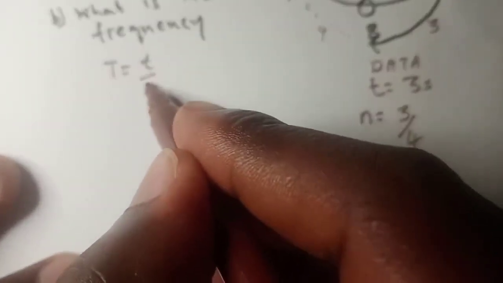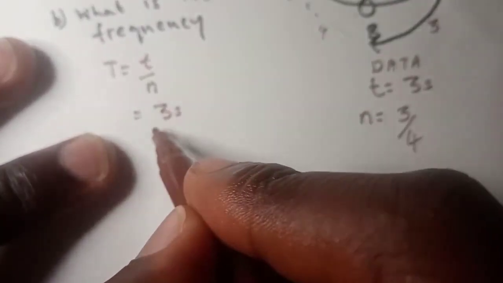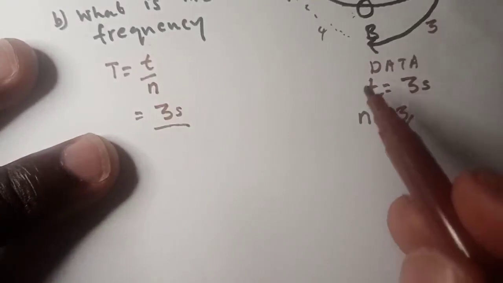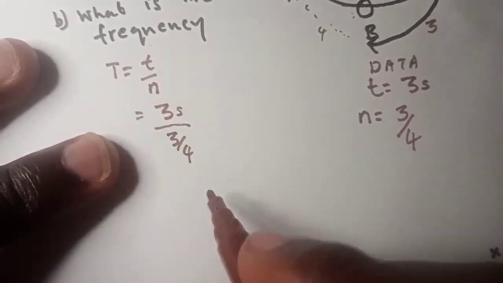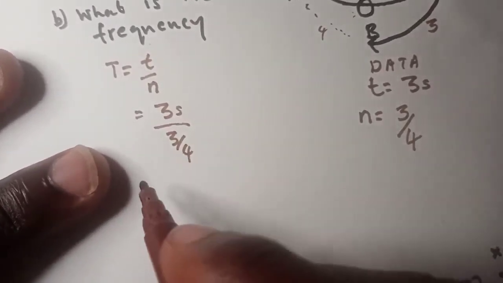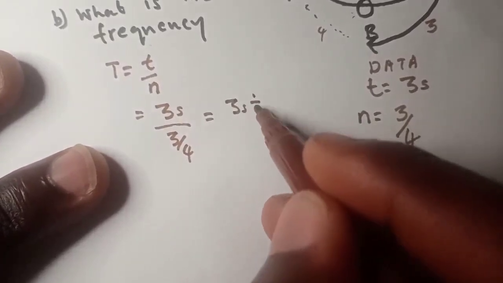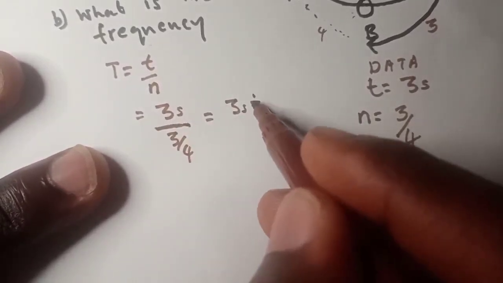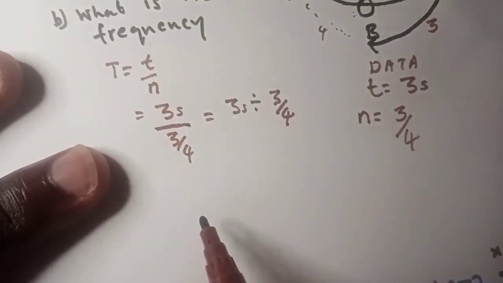Period is equal to time over n. Time over what? N. So our time is 3 seconds. What is my n? My n is 3 over 4. So I'm going to write 3 over 4. Now like this, it will be difficult to solve, so I'm going to change this to 3 seconds divided by 3 over 4. Then I can solve it as a fraction.